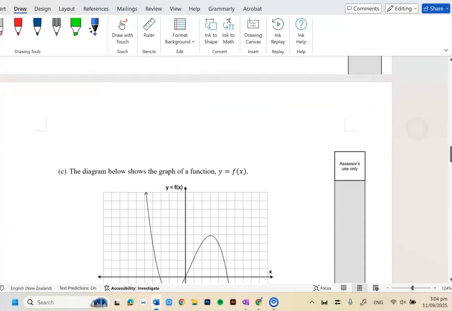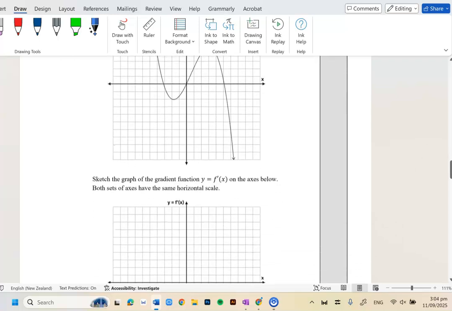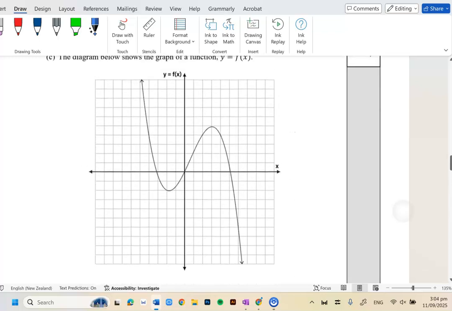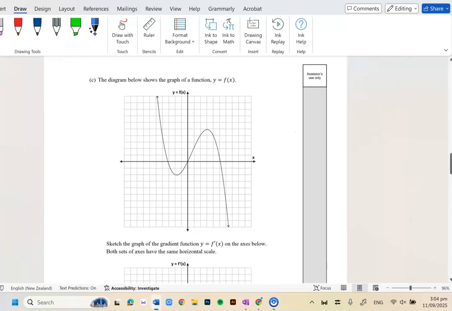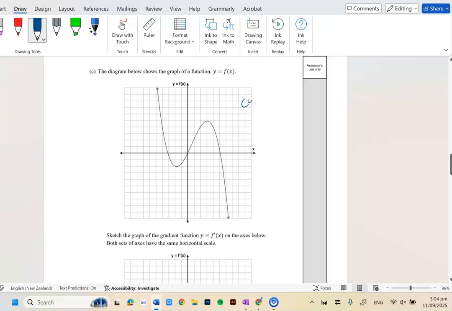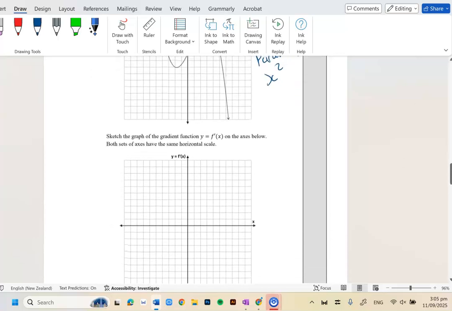Okay, next question. The diagram shows below the graph of the function y equals f of x. Sketch the graph of the gradient function f dash of x. Alright, so these questions are actually really easy and pretty straightforward. You can see we started off as a cubic, okay, which means it will be something like this. When we derive something, remember we take 1 off the power, so that will become a parabola, x squared. So that means this has to be a parabola.